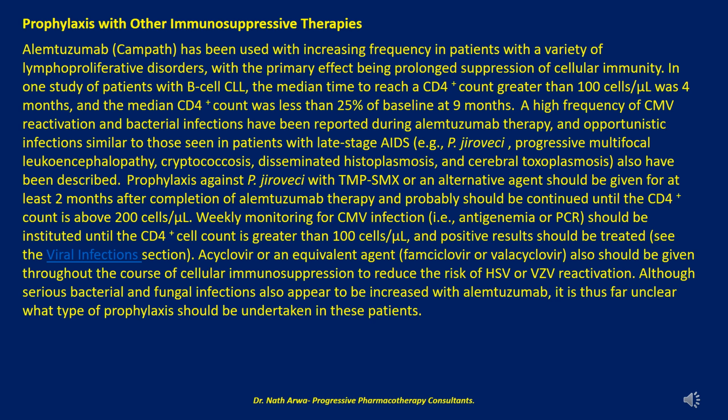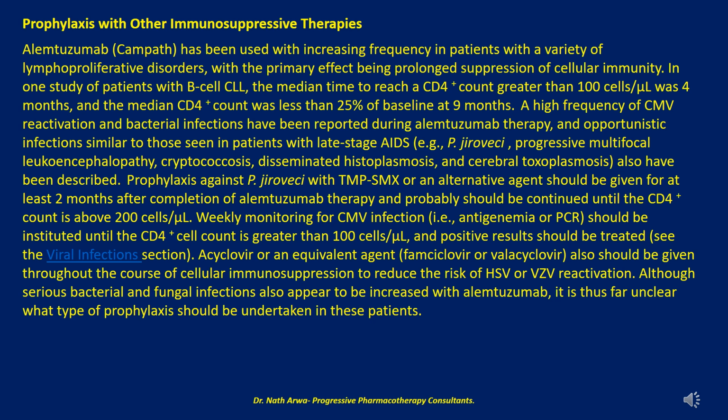A high frequency of CMV reactivation and bacterial infections have been reported during alemtuzumab therapy, and opportunistic infections similar to those seen in patients with late-stage AIDS, e.g., pneumocystis jirovecii, progressive multifocal leukoencephalopathy, cryptococcosis, disseminated histoplasmosis, and cerebral toxoplasmosis, also have been described. Prophylaxis against pneumocystis jirovecii with TMP-SMX or an alternative agent should be given for at least 2 months after completion of alemtuzumab therapy and probably should be continued until the CD4+ count is above 200 cells per microliter. Weekly monitoring for CMV infection, i.e., antigenemia or PCR, should be instituted until the CD4+ cell count is greater than 100 cells per microliter, and positive results should be treated.